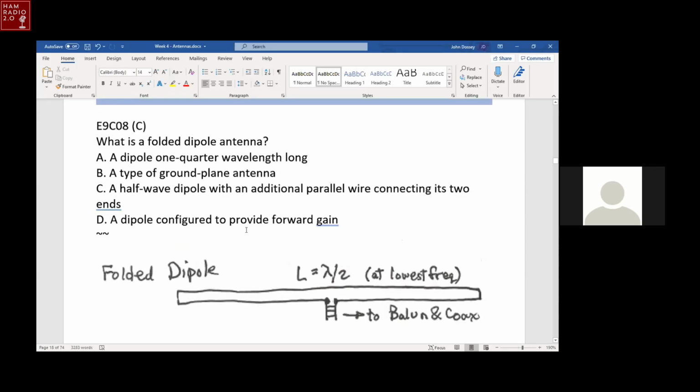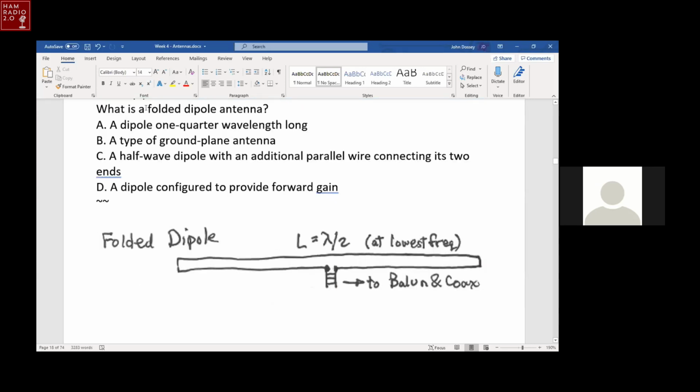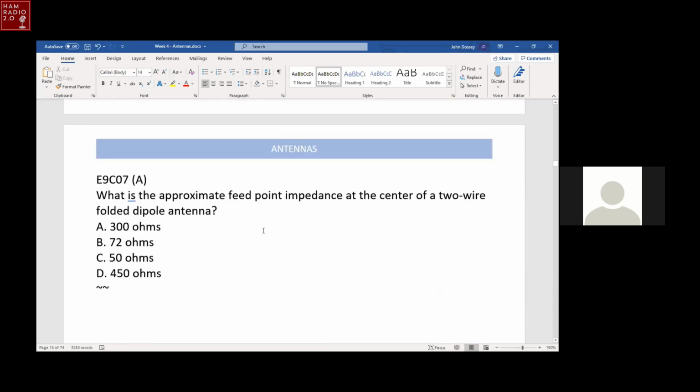All right, so what's the question? What's the folded dipole antenna? Well, we just saw it. What is it? It's a half wave dipole with an additional wire, parallel wire, connecting its 2 ends. And it connects the 2 ends just right straight across it in parallel with it. Use a piece of ladder line for this. That's great. It works great. I've built them. Folded dipole.